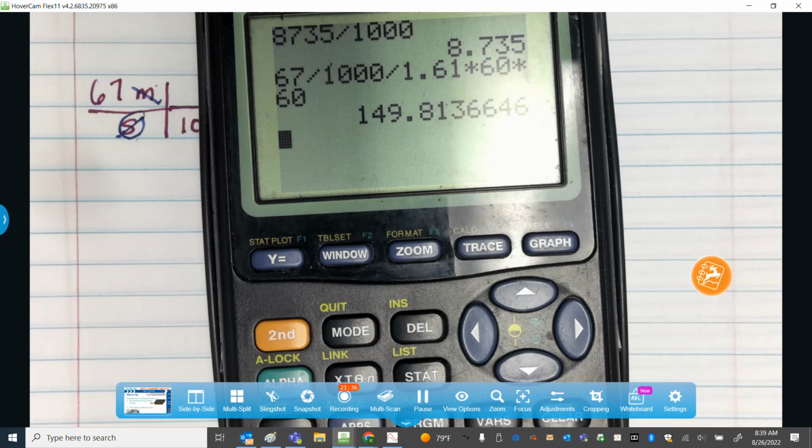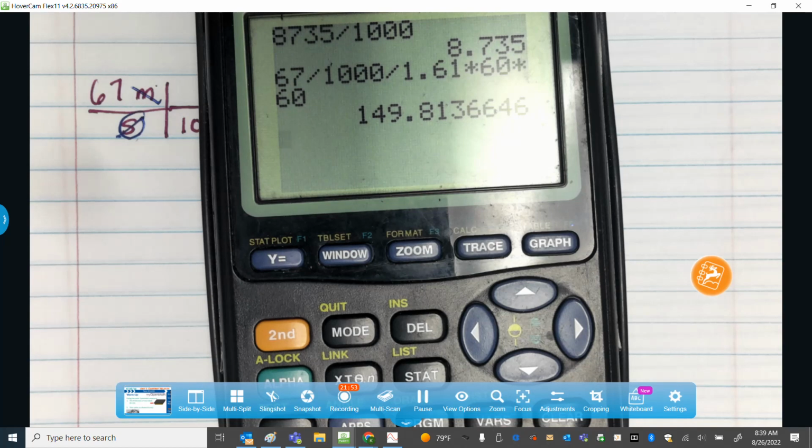Is that a reasonable speed for somebody's road trip? No, not really. We don't drive that fast. Most of our cars probably don't go that fast. Is it possible? I mean, feasibly, if you had a really fast car, but that's probably still not your average speed on a road trip. Okay, that would not be a reasonable answer.